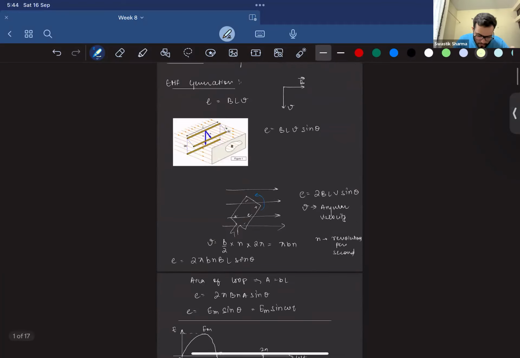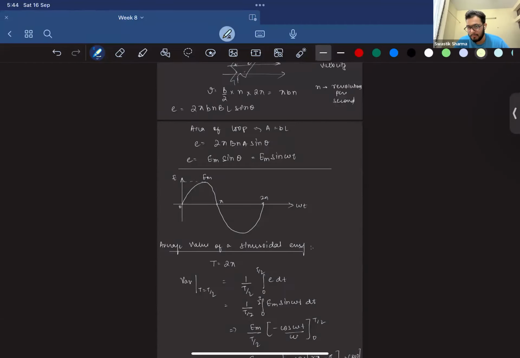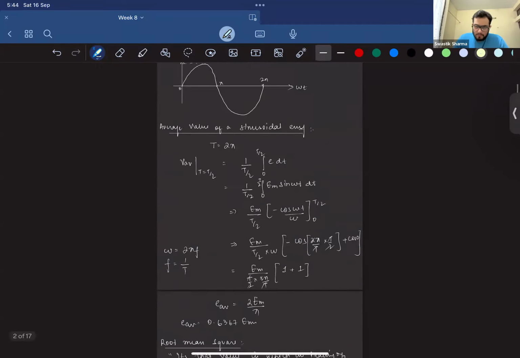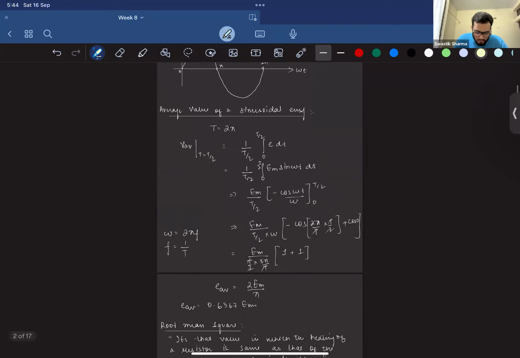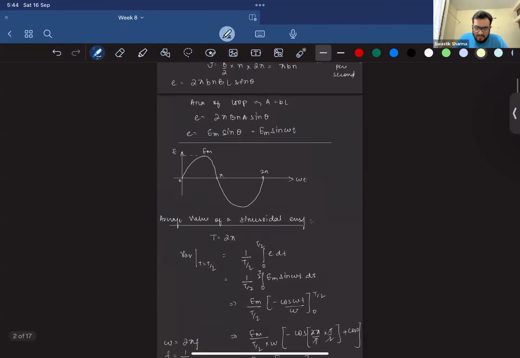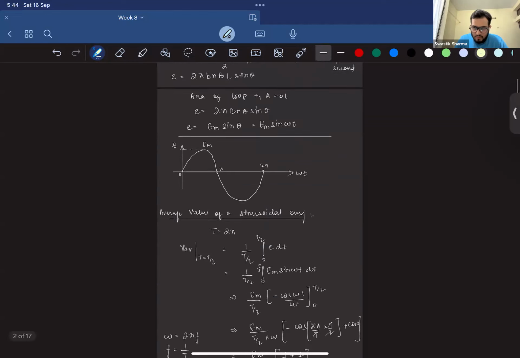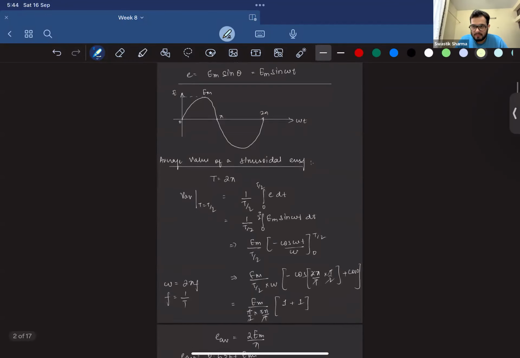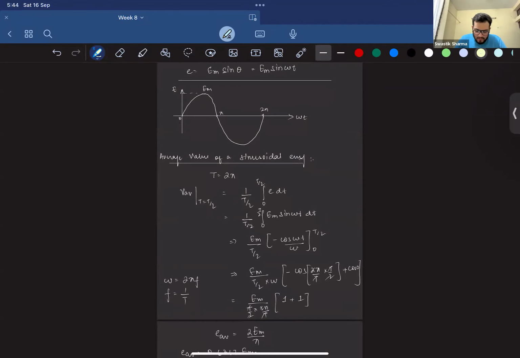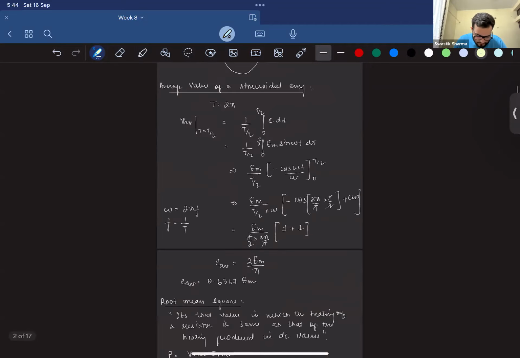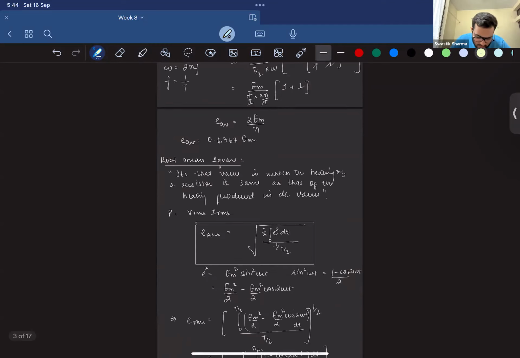So in a crude way, before, I simply wrote E equals to EM sin omega t, and you might not have known why this sin omega t term was coming into the picture. So now you'll be better able to understand and appreciate how this term comes. Then we discussed the average values of some waveforms, which is a value that you will be required to calculate for these circuits. And then root mean square.